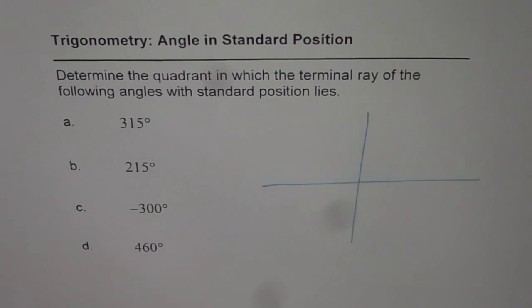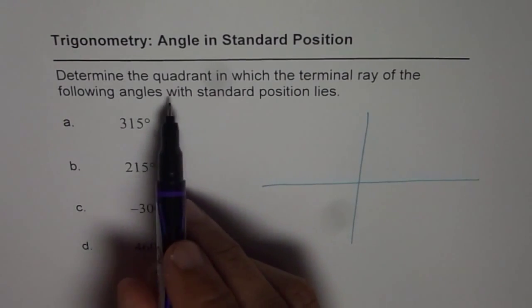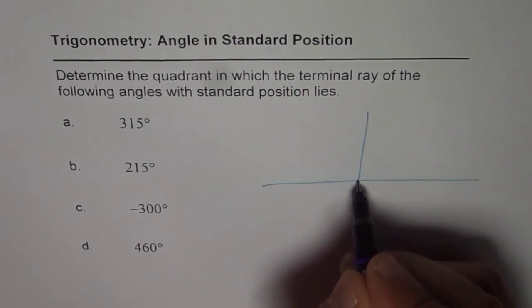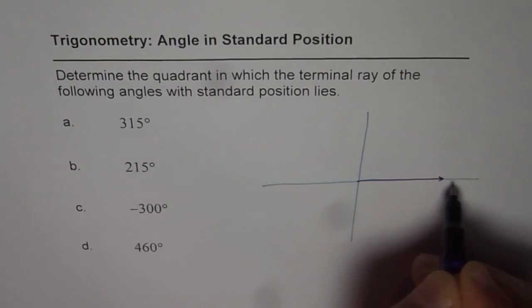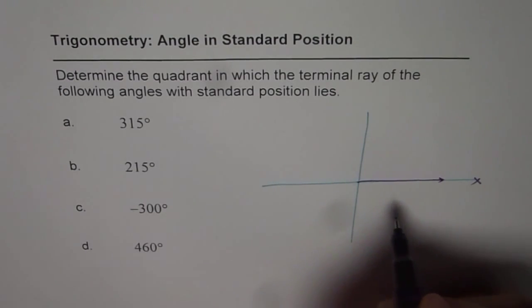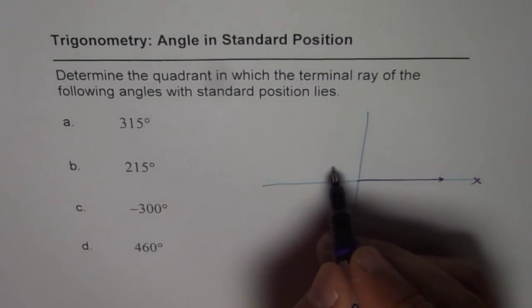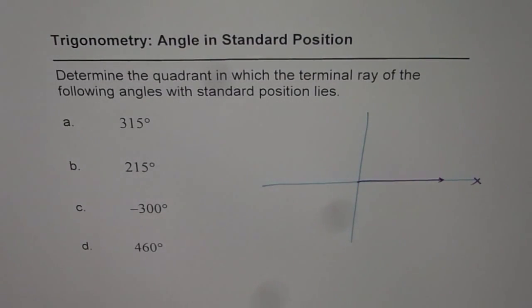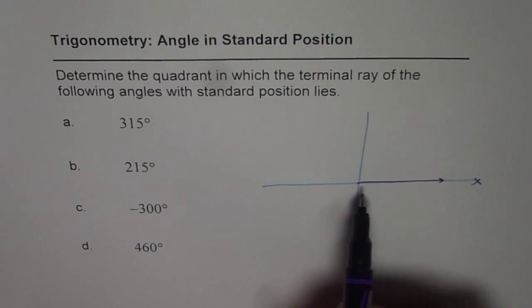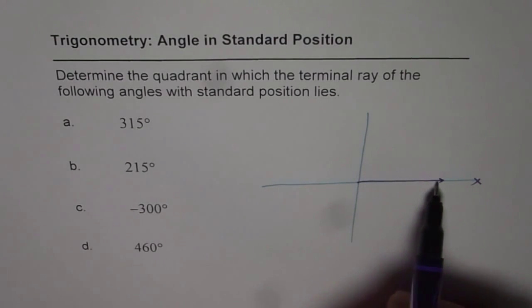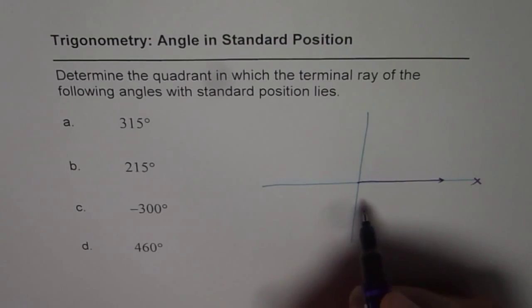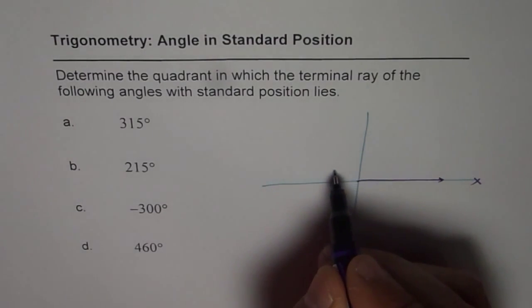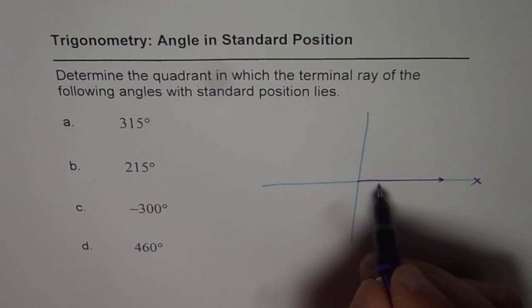So when we say angle in standard position, that means the initial arm is along the x-axis, right? Positive angles are counterclockwise and negative are clockwise. Okay, so when we say standard position, the initial arm is along the x-axis, right? Positive angles are counterclockwise and negative are clockwise.